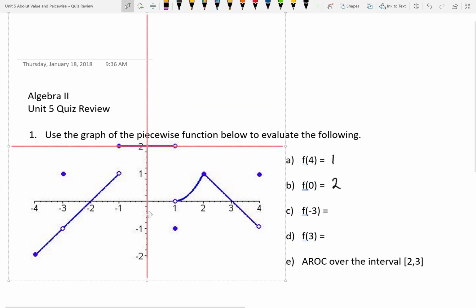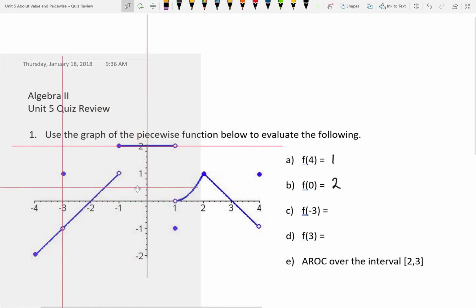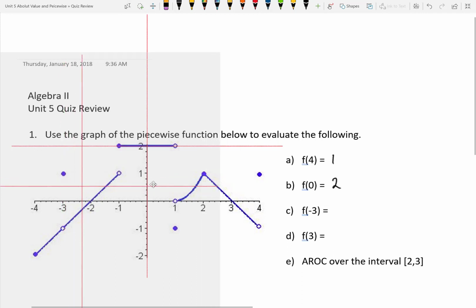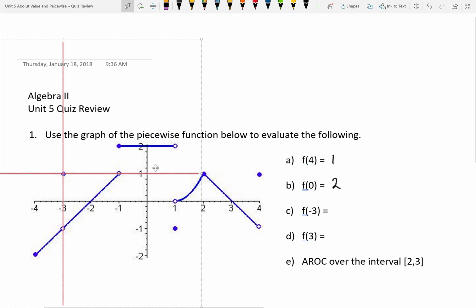Here again, aligning the crosshairs, this time with -3 for the x value. There we go. Vertical crosshair on x equals -3. Horizontal crosshair, I'm going to align that with the blue part, this dot right here. Boom. And then back to my y-axis, and again, my function value is 1.